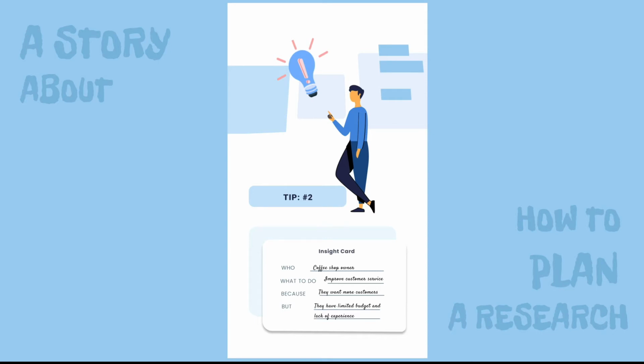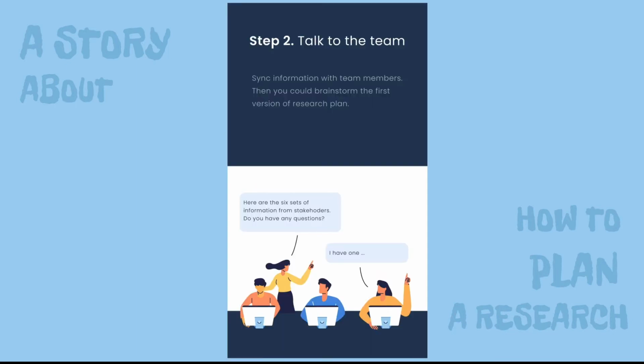Tip 2. Insight card. By this insight card, you could organize the information from stakeholders. It includes who, what to do, because, but. For example, coffee shop owners want to improve customer service because they want more customers, but they have limited budget and lack of experience.